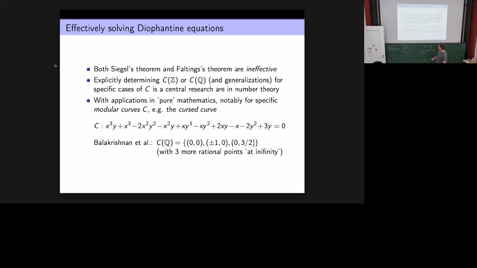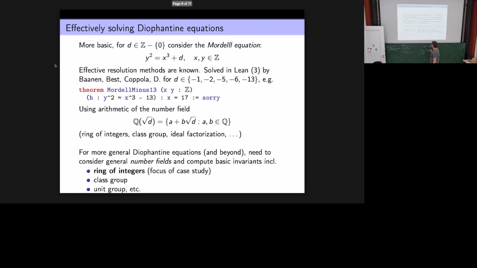It's just this. And this has applications for statements about surjectivity of Galois representations associated to elliptic curves. And other modular curves have other nice implications in theory. Okay, so let's take many steps back and do something easier, more basic.